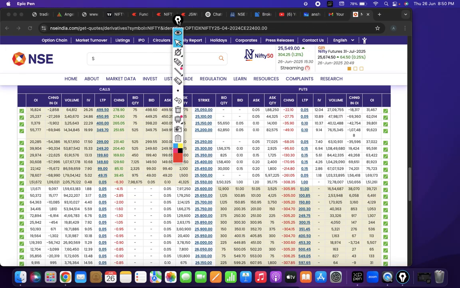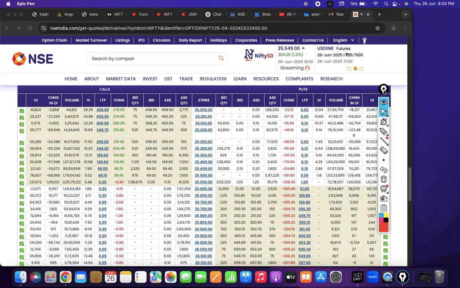Now you can clearly see, this is the ATM price. This white area is the OTM area. And this yellow area is the ITM area. This is the OTM, and again this is ATM.